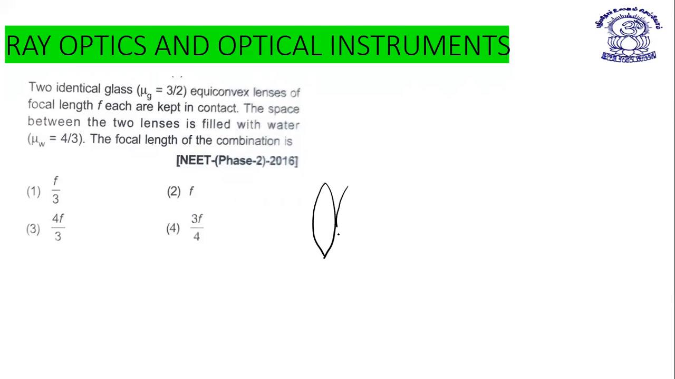So two equiconvex lenses and the space between them is filled with water. So finally we will have three lenses in contact, two convex and one concave. Here, as the refractive indices of convex and concave are different, their focal lengths will be different. Focal length of convex is f.